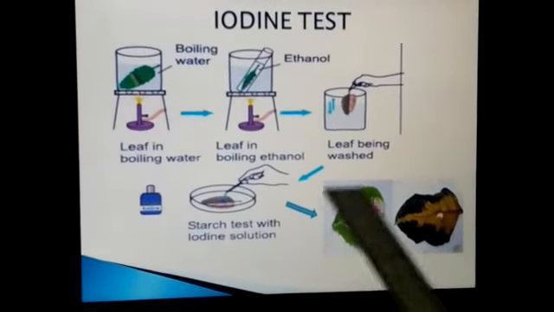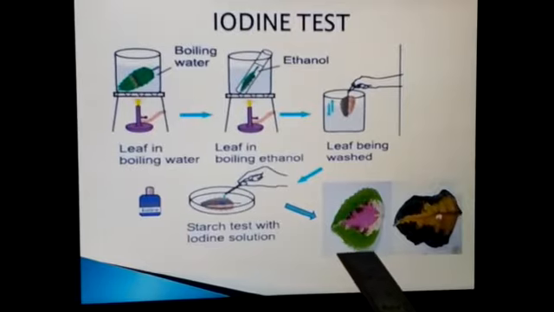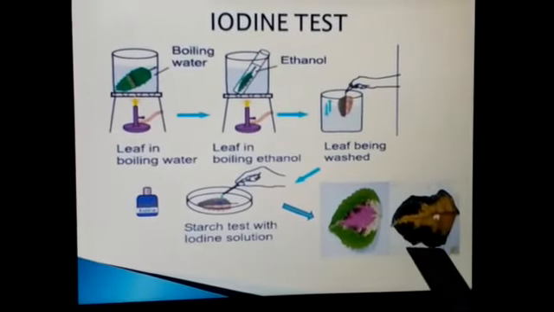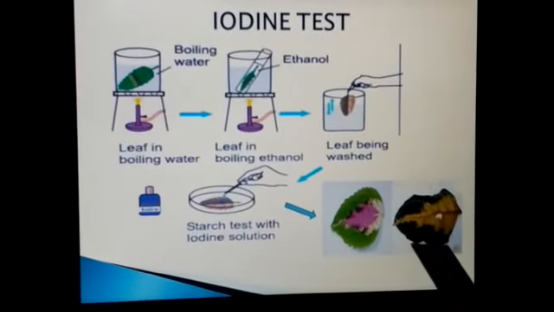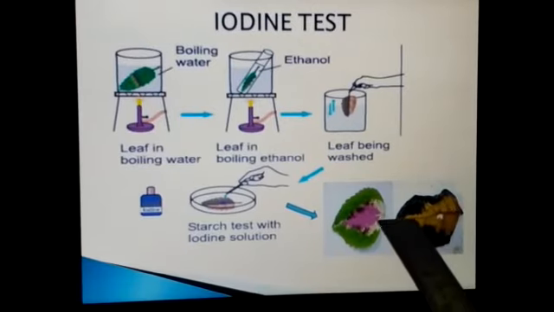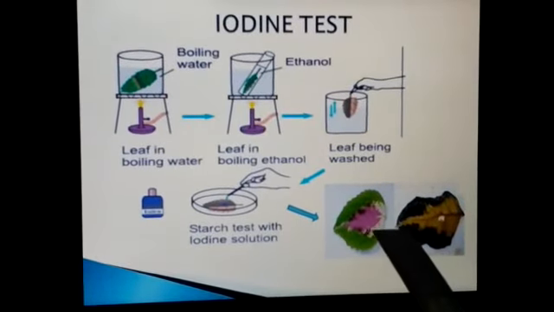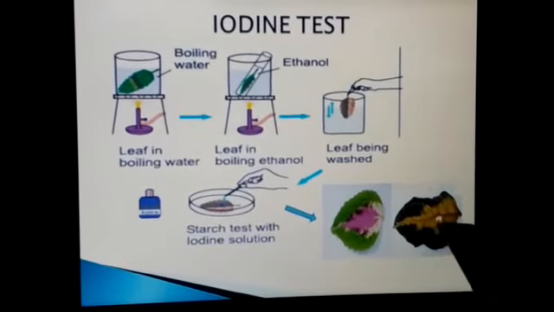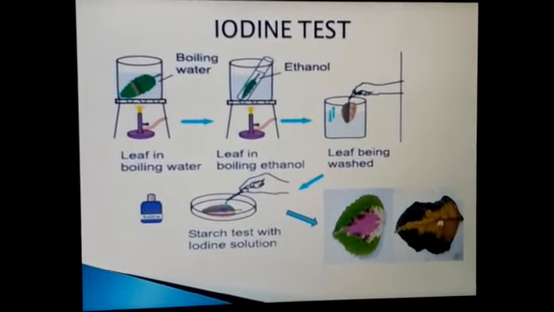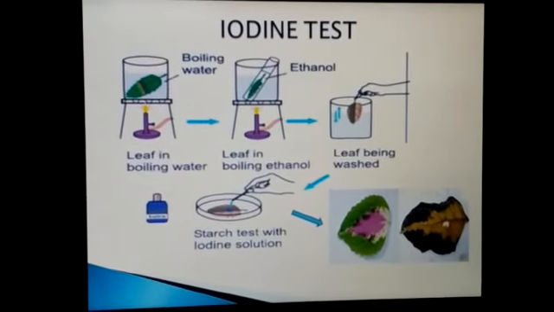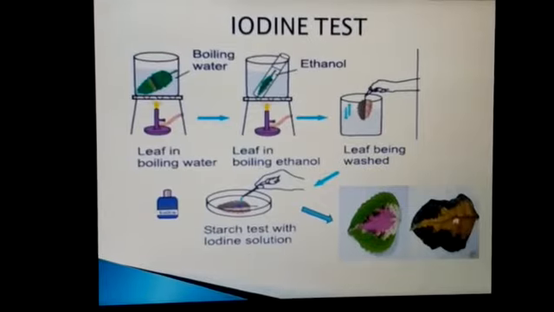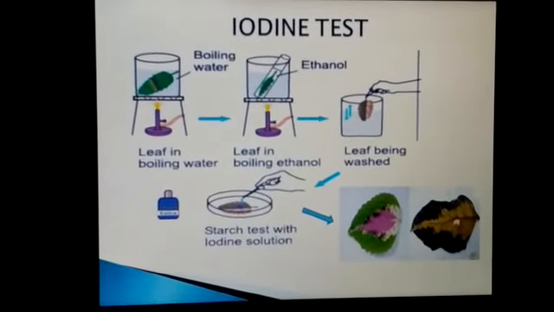The portion of the leaf which contains starch turns blue black, that confirms the presence of starch, and the portion which doesn't have starch turns brown. So with this we conclude that starch was produced and the photosynthesis process was performed.